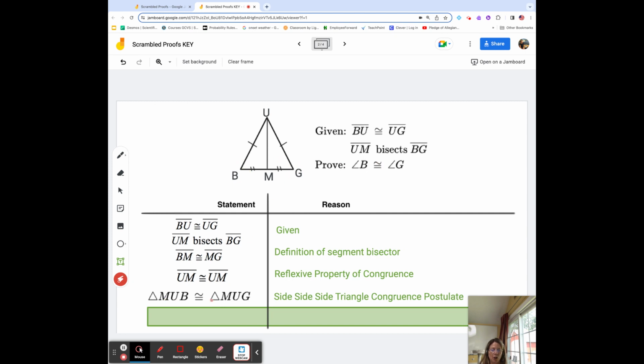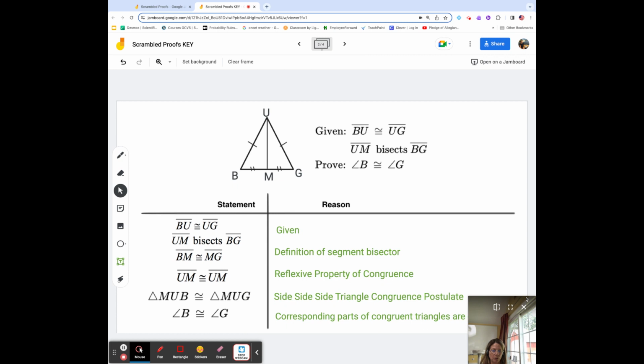We take our congruence statement. We notice that B is the last letter and G is the last letter. Therefore, they are corresponding parts. So by corresponding parts of congruent triangles are congruent, or CPCTC, we know that angle B is congruent to angle G.